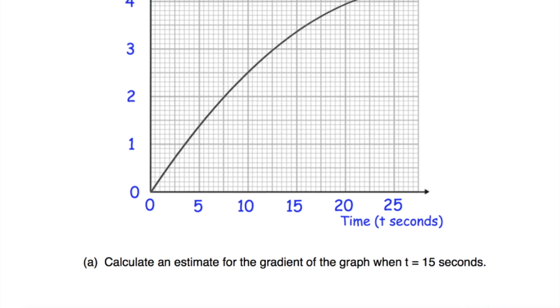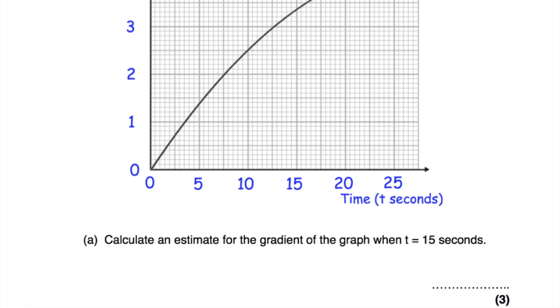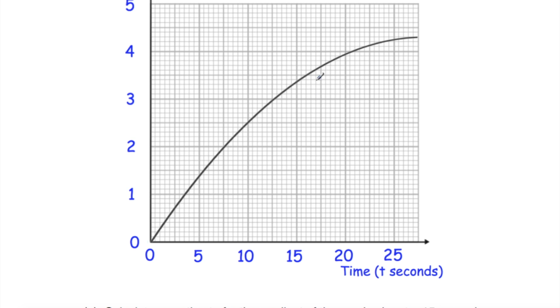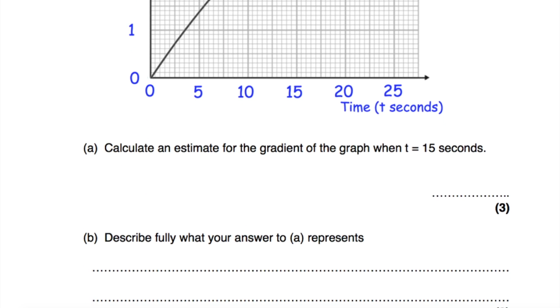So question number 25 is on rates of change, and we covered that with 31 days to go. So our question says, calculate an estimate for the gradient of the graph when time is equal to 15 seconds. So get your ruler and pencil, draw a tangent at 15 seconds, and then just find the gradient of that tangent. And that will be part A. And part B says, describe fully what A represents.